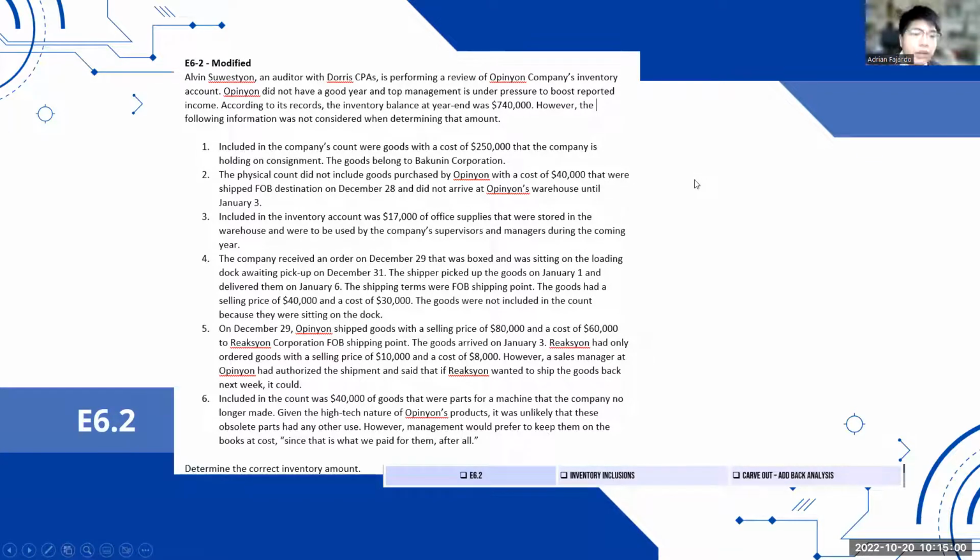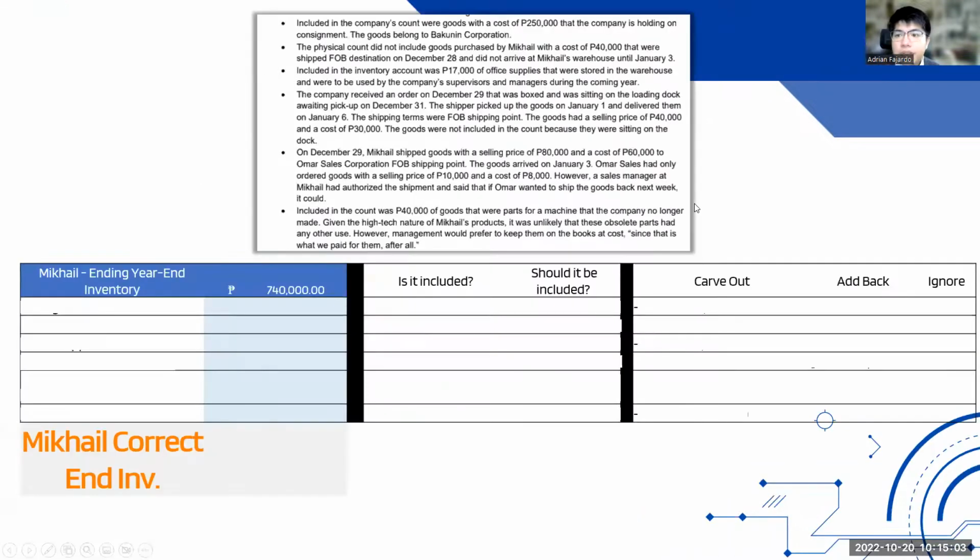Actually, I already discussed one of the exercises given. We had the McHale correcting inventory. When it comes to inventory inclusions, we follow this 3-table framework, right? I call it the carve-out add-back framework, wherein you have 3 tables. Your main table is your ending inventory. This is where you keep track of whether you will increase or decrease the current year-end inventory. The second table just guides you on what the effect should be.